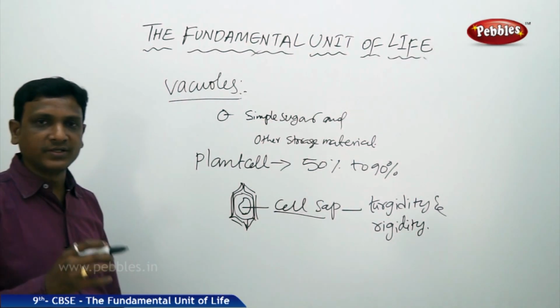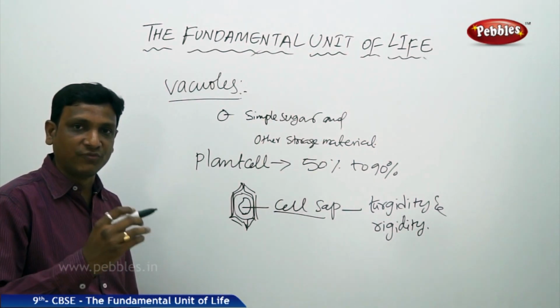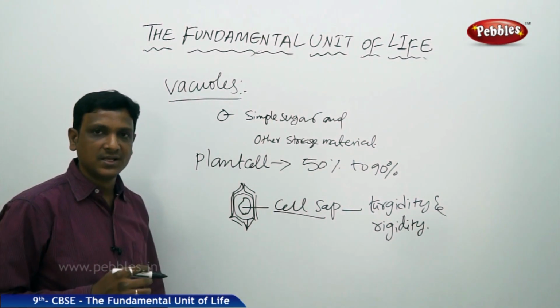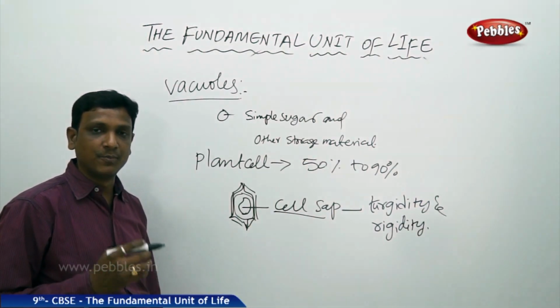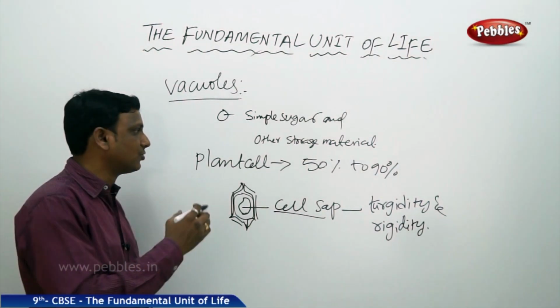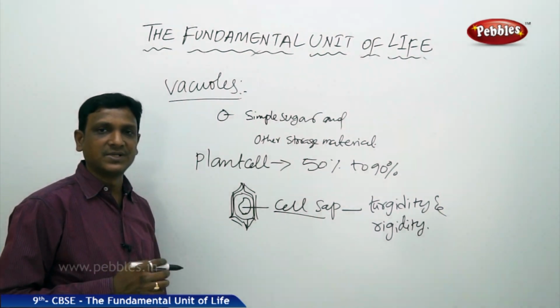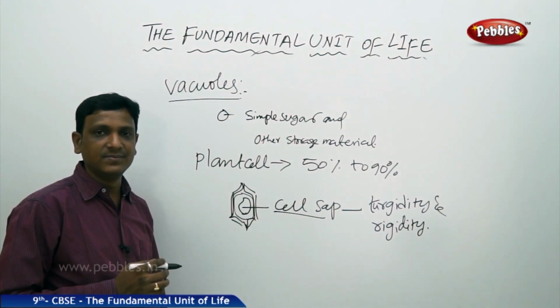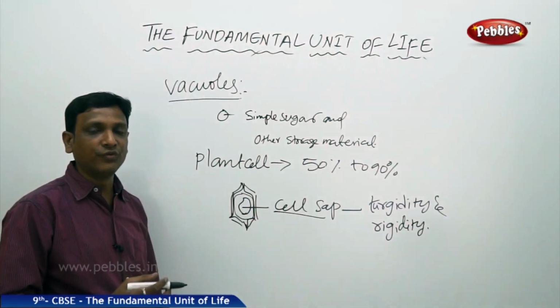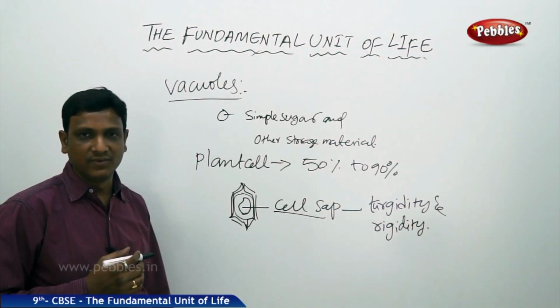And most of the important materials that are required in the lifetime of a plant are stored in the vacuoles, like amino acids, some important organic compounds. They're all stored in the vacuoles. In some cases, certain waste materials are expelled out of the cell by the vacuoles.